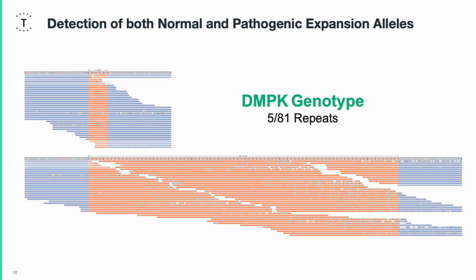And here is an example in REViewer showing detection of both the normal and expanded allele in one of the positive DMPK expanded samples.